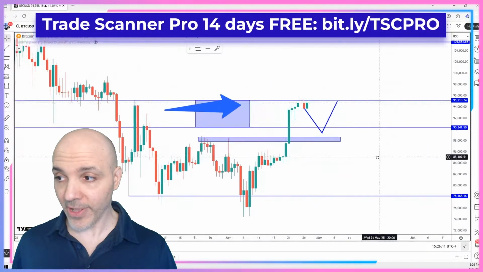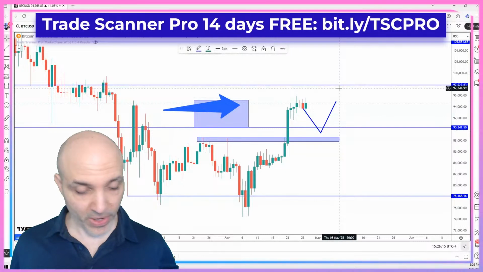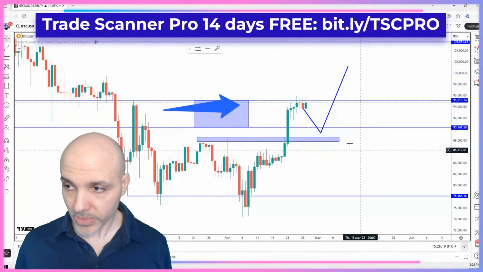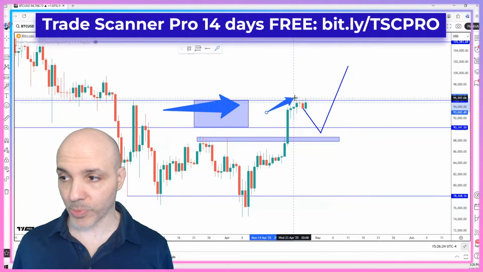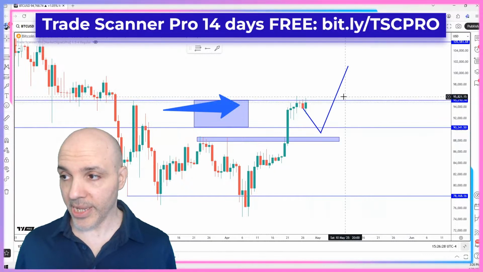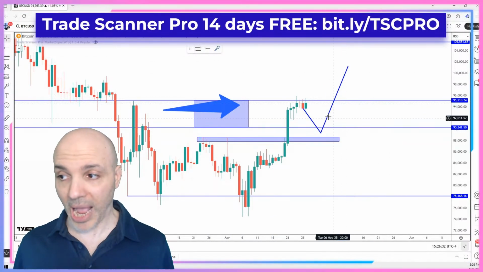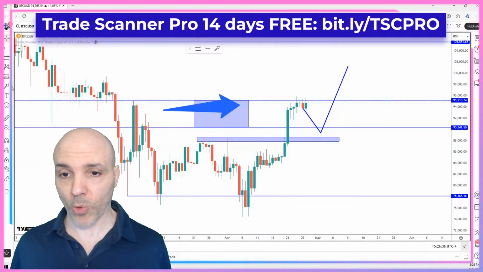Wave 5 can take this thing to a higher high. In fact, we can confirm we're in wave 5 when this high is broken. But that doesn't mean wave 5 begins here. It just means that we can say, okay, we're in wave 5. It begins obviously earlier.